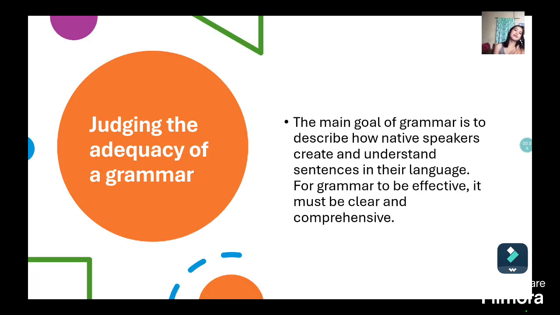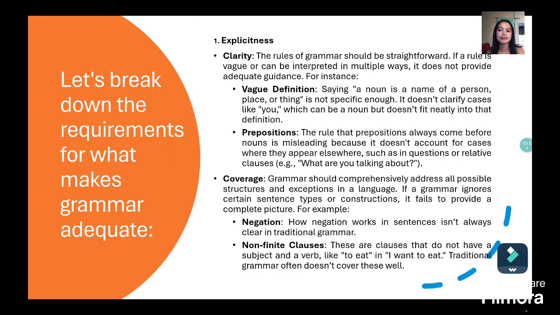So the main goal of grammar is to describe how native speakers create and understand sentences in their language. For grammar to be effective, it must be clear and comprehensive. Now let's break down the requirements for what makes grammar adequate. So the first requirement is explicitness.